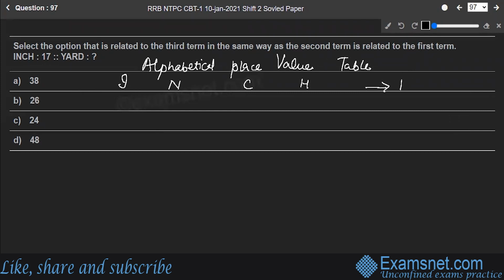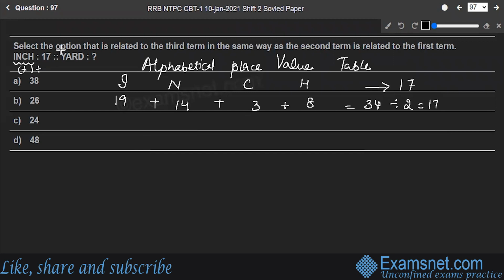I-N-C-H, this is 17. So if I look at I, this is at 19th position, N is at 14, C is at 3, H is at 8. Let's add them. This will be equal to 34. And let's divide 34 by 2, I'll get 17. Okay, so that means you have added all of them and then after adding you divided, you got 17.